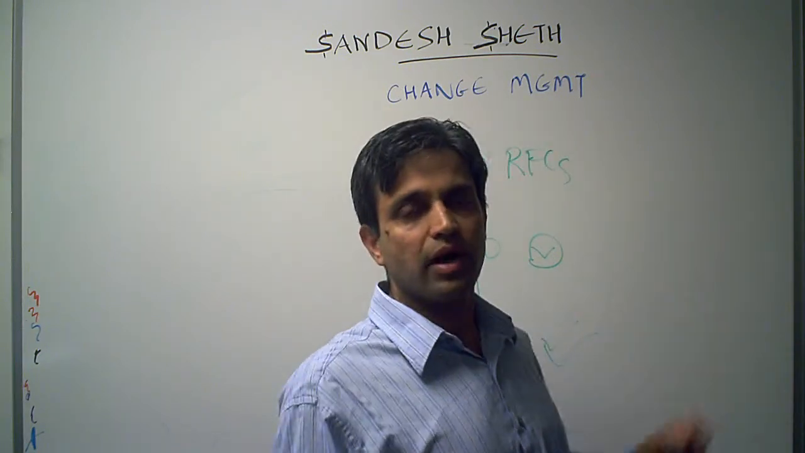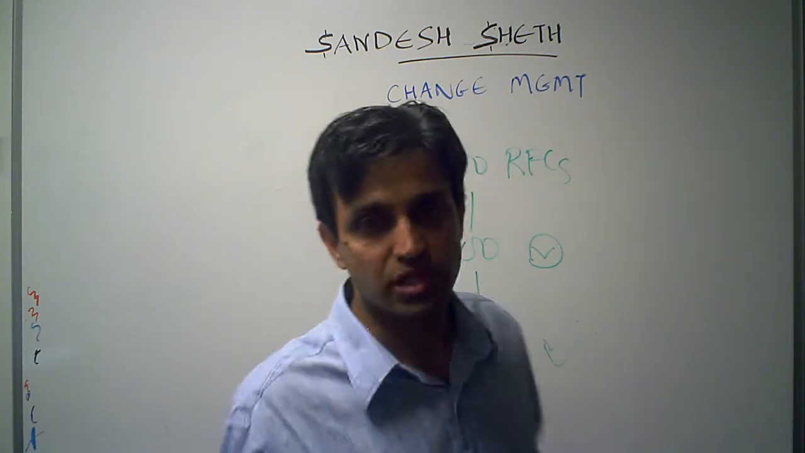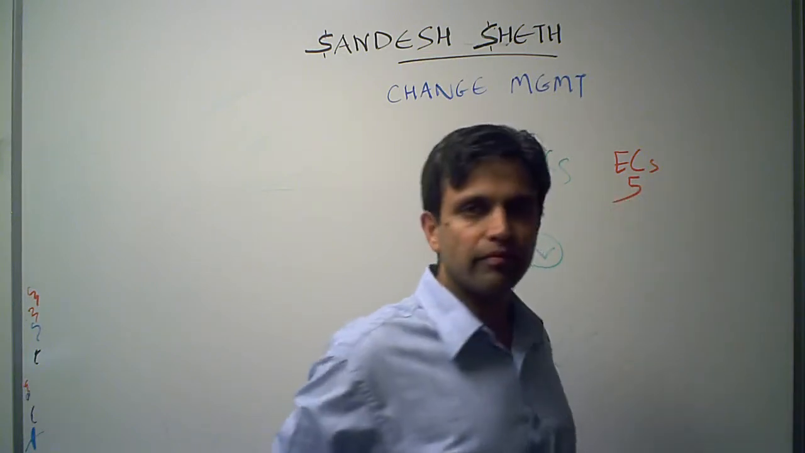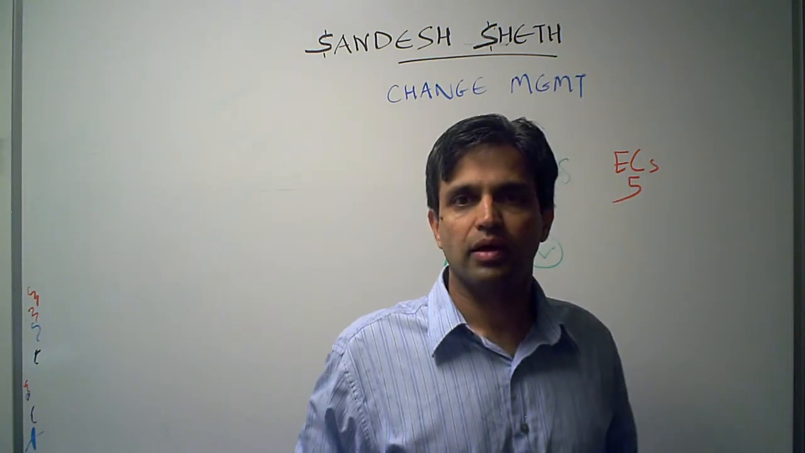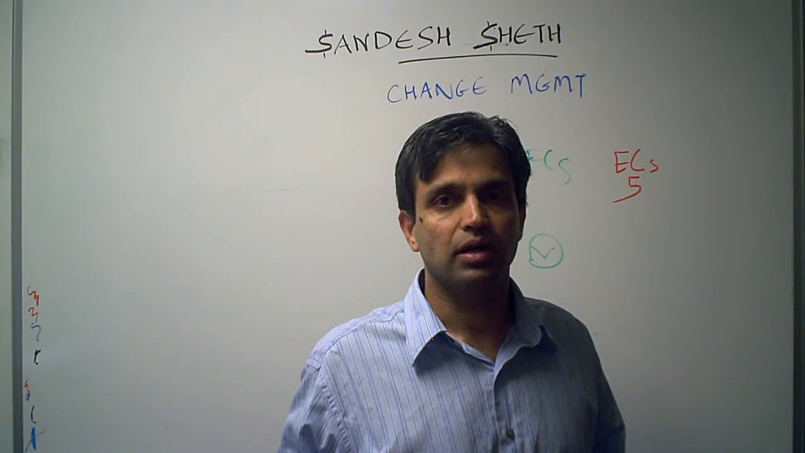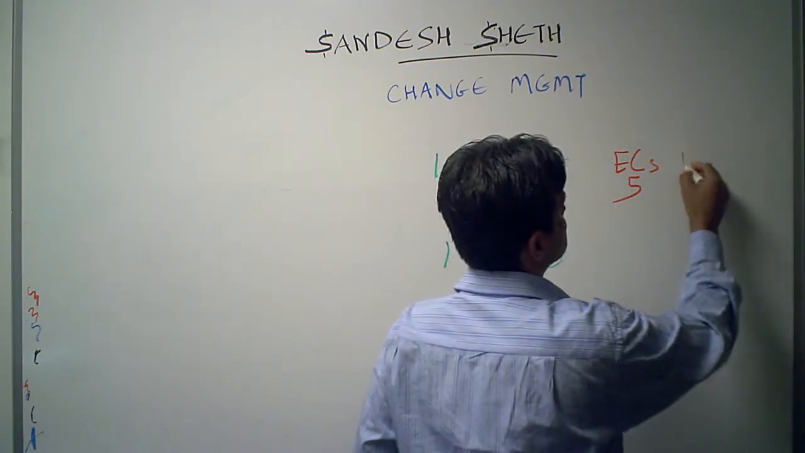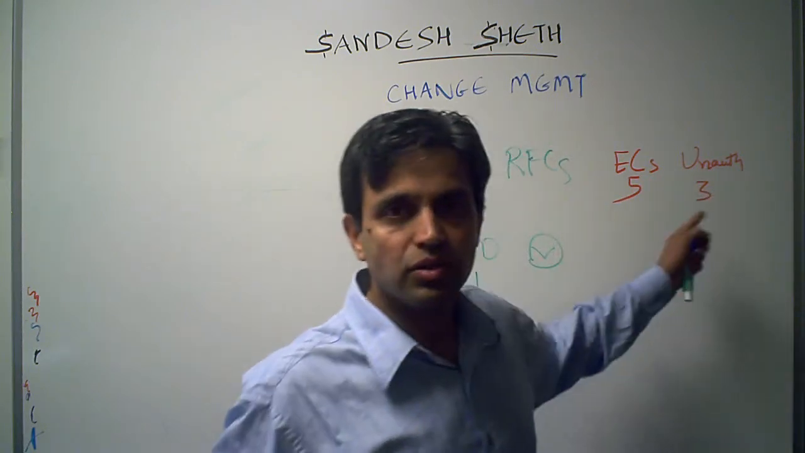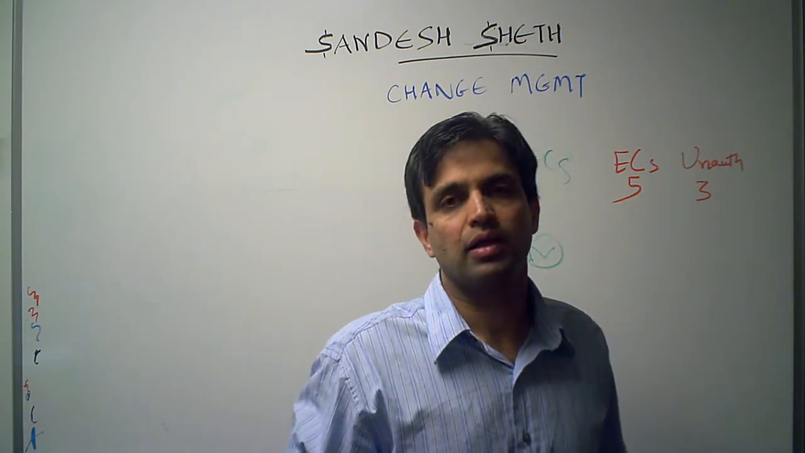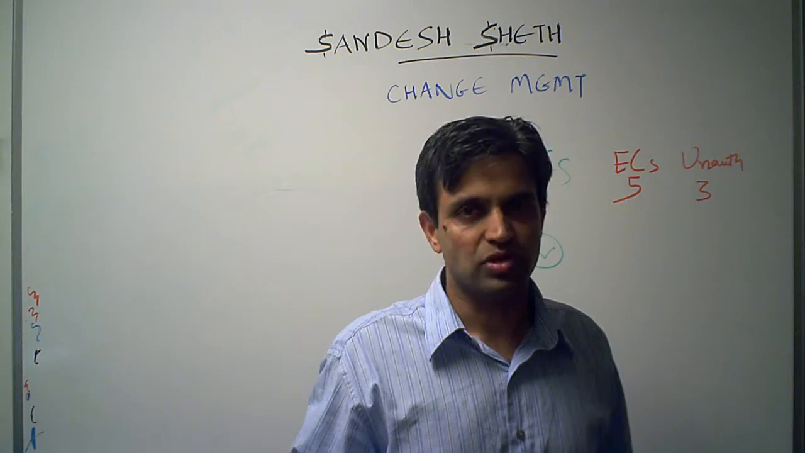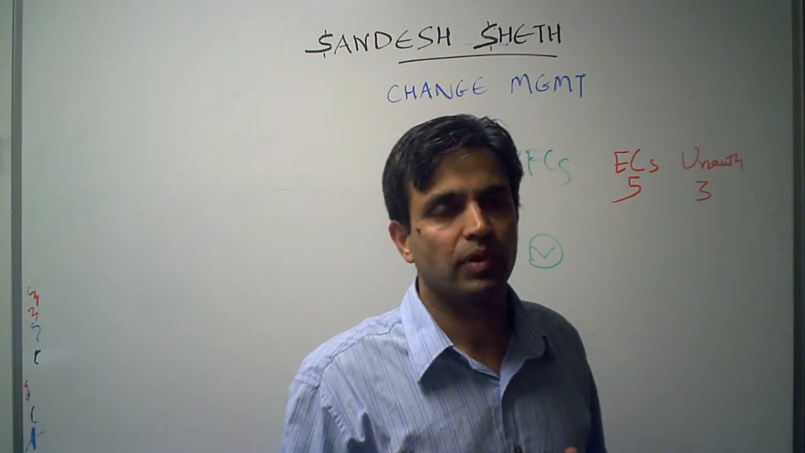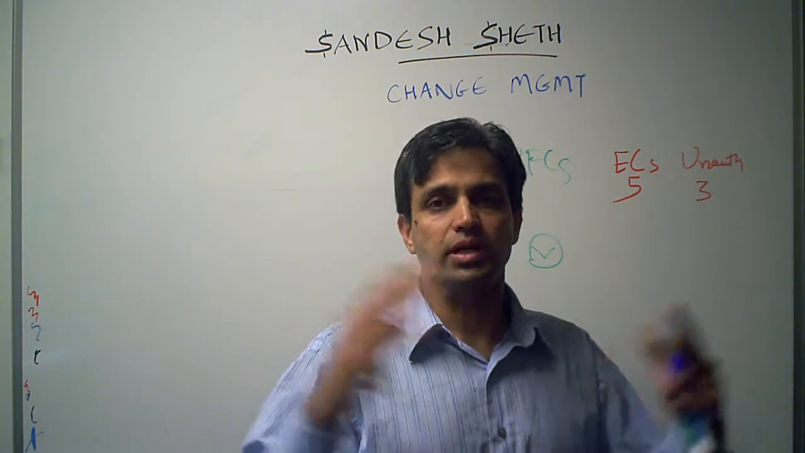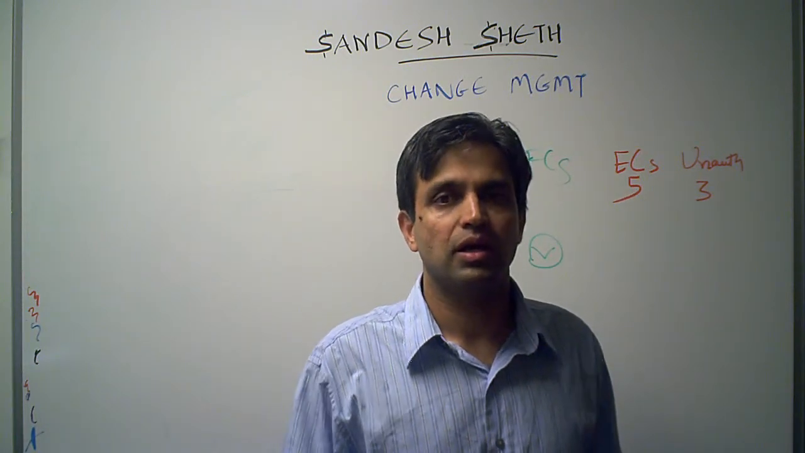So in addition to the 100 RFCs, we have 5 emergency changes. And we have 3 unauthorized changes. So these 2 are the input parameters for the first 2 operational metrics. We want the number of emergency changes as a total percentage of the RFCs to reduce.